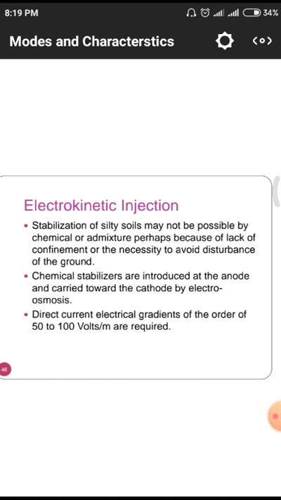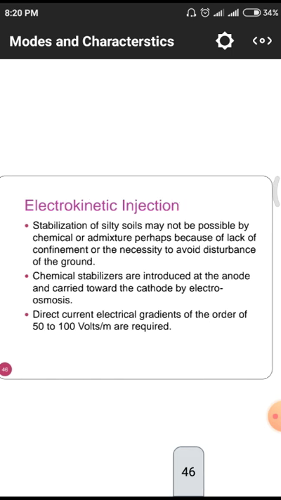First of all, what we have to know is it is simply a current utilization method, in which we utilize some chemical stabilizers. Those chemical stabilizers we have to keep at both the anode and cathode points. After applying a charge of 50 to 100 volts per meter, those reactions will take place.